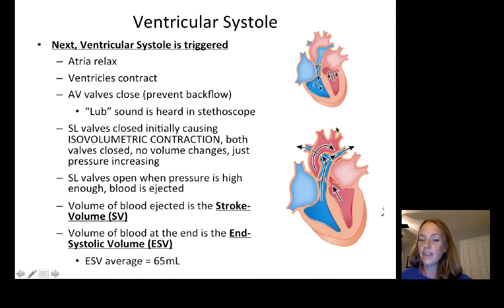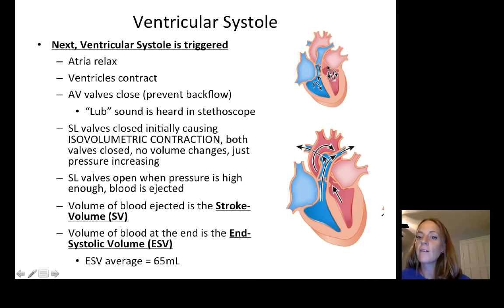The next phase is when the ventricles receive action potentials to contract. So they've reached their max fill, and now it's time to pump the blood out. At this point, the atria have finished contracting. They've pumped their last bit of blood out to the ventricles, and the atria are relaxed. The ventricles then are going to contract and push against the valves.